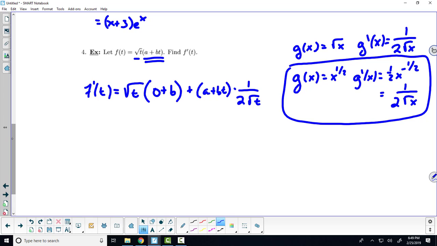Okay. So we could clean that up a little bit. This would be b radical t plus a plus bt over 2 radical t. I am perfectly fine with parking this right here. Okay? I don't think it's worth our time to go ahead and combine this as a single fraction. My math lab will ask you to combine this as a single fraction.